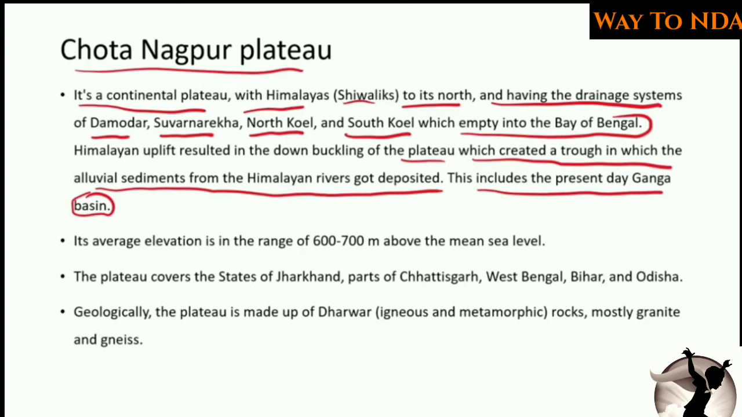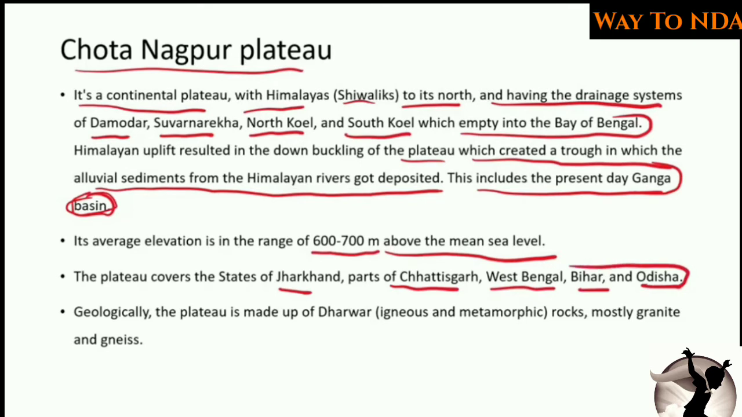When this plateau was being formed, there was an uplift which resulted in buckling. That means it created a fault, and all the deposits brought down by the Ganga river got deposited into that fault. As a result, nowadays we see the Ganga basin. Its average elevation is around 600 to 700 meters above mean sea level. The plateau covers Jharkhand, some parts of Chhattisgarh, West Bengal, Bihar and Odisha.